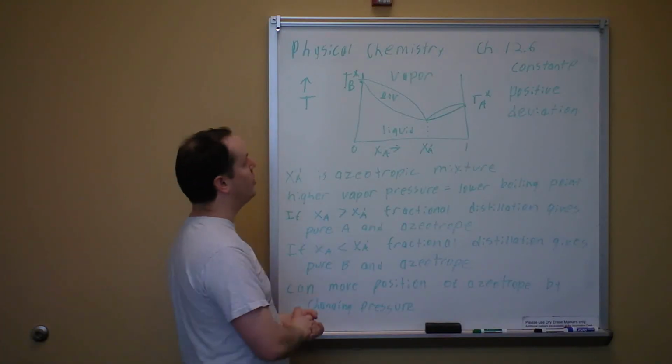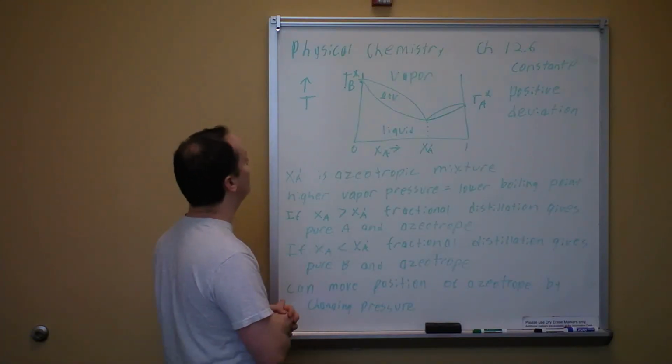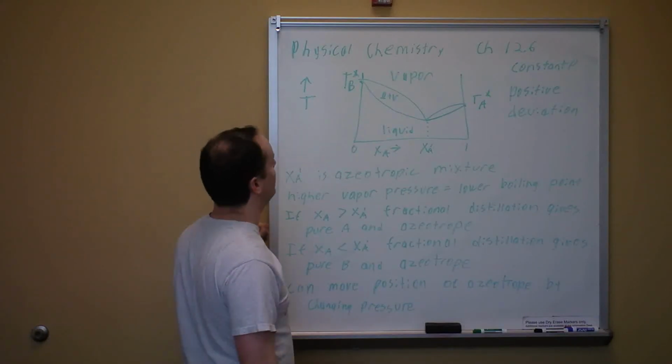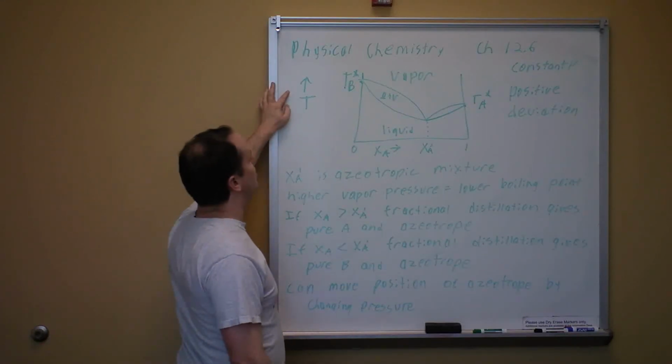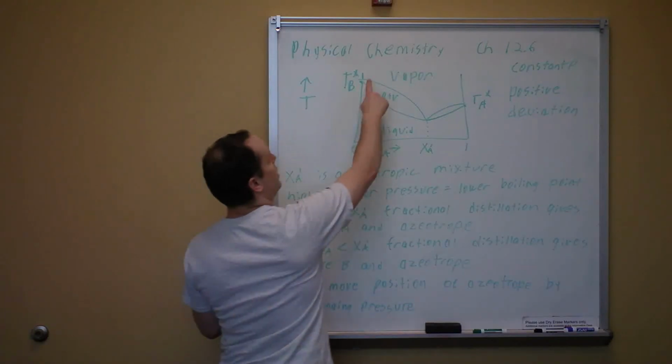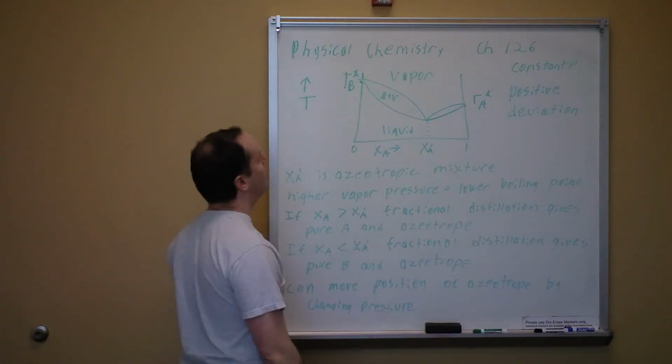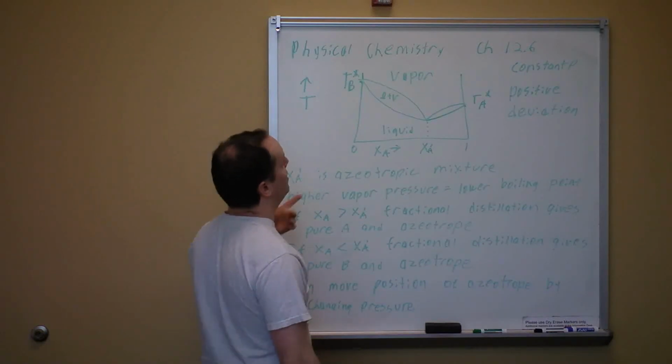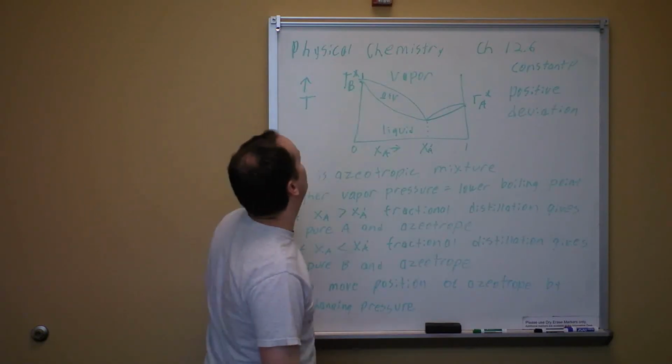Finishing up Chapter 12, this is the last of Section 6. So here's another phase diagram, just like the one before, except that was pressure against mole fraction. This is temperature against mole fraction. Even though it's dipping down, we still call this positive deviation, because on pressure, it bulges up.